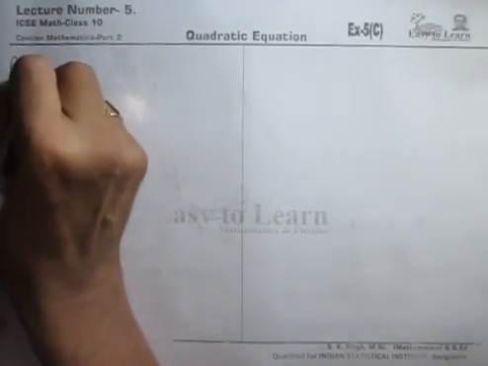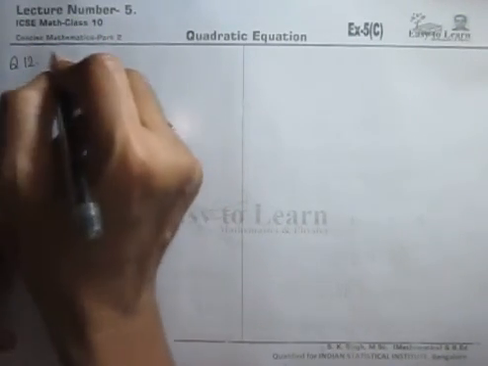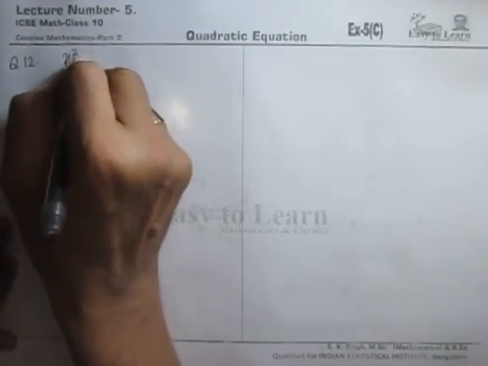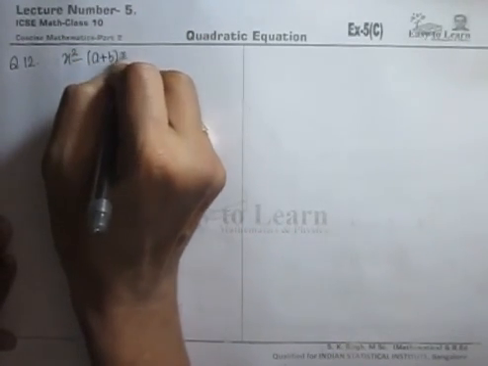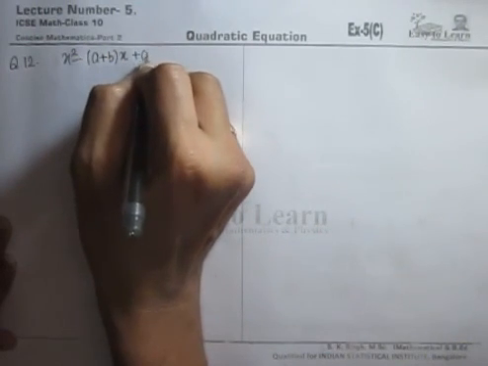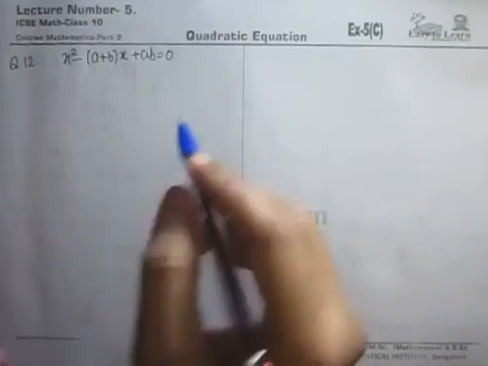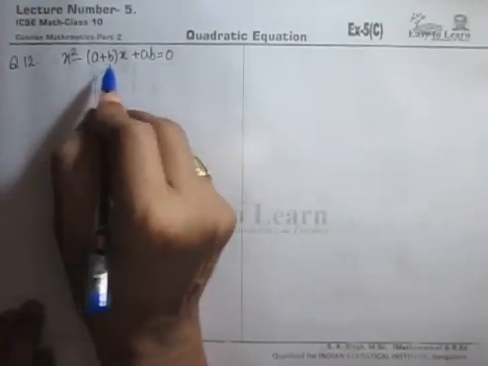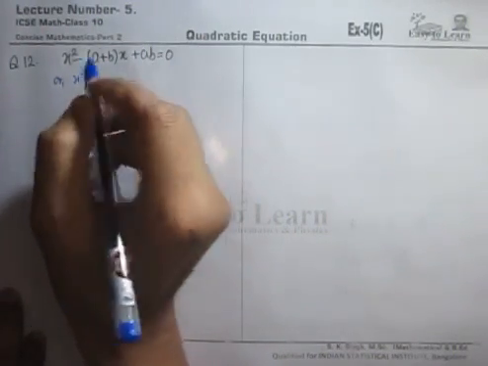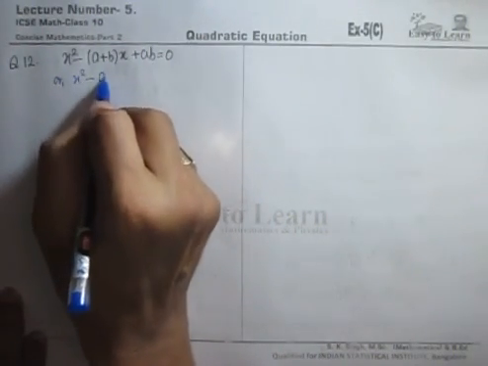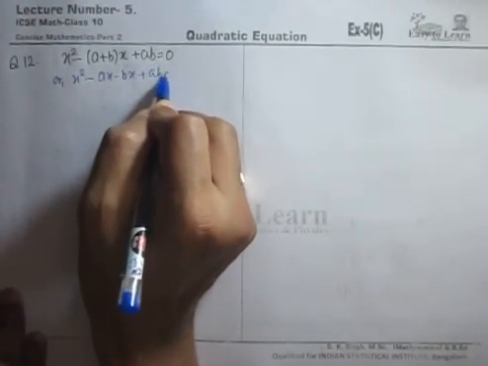Question number 12. Here the question is given: x square minus (a plus b) into x plus ab is equal to 0. Here, instead of numbers, they have given the letters a and b. Luckily it is in split form, so we can write it as x square minus ax minus bx plus a into b equal to 0.